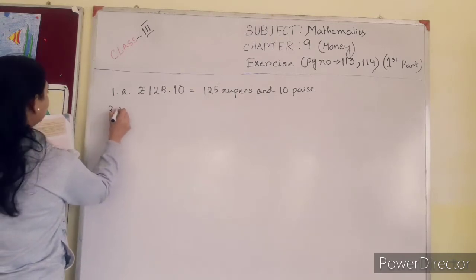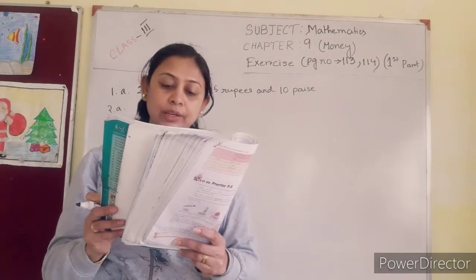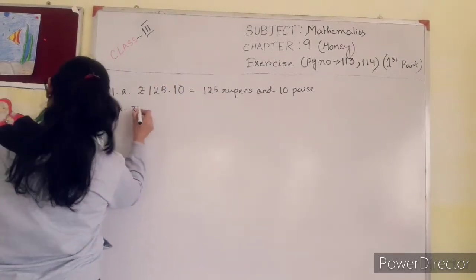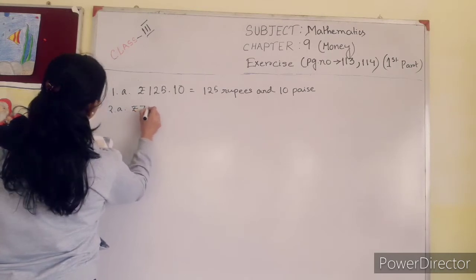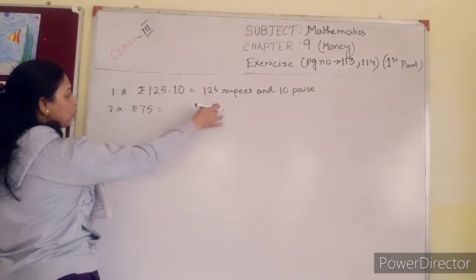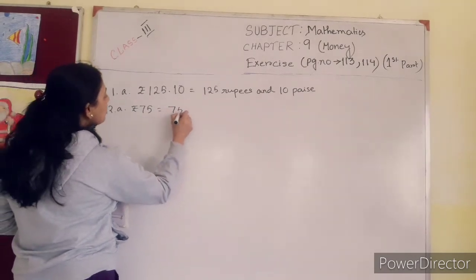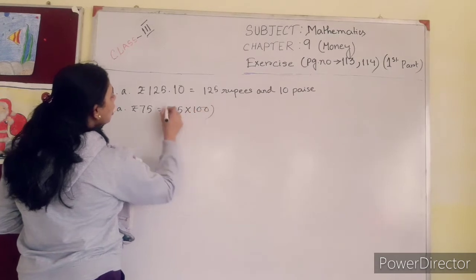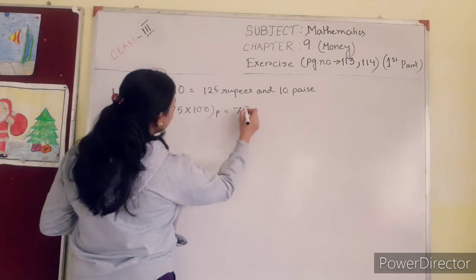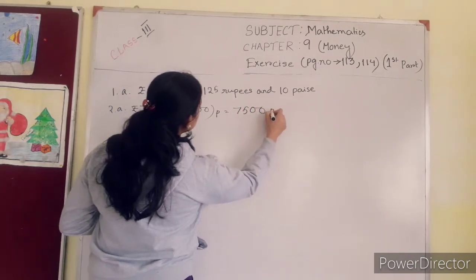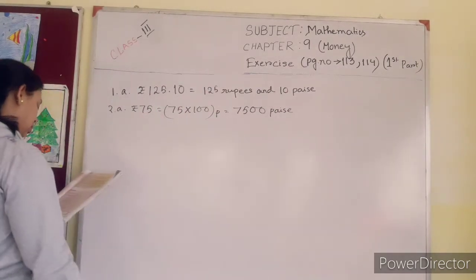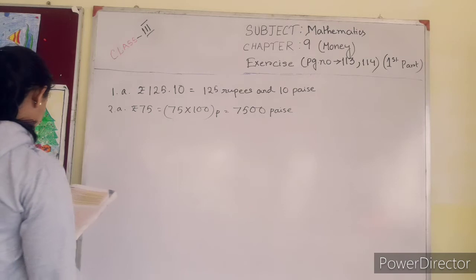Question number 2 A. Convert the following amounts of money into paise. Rupees 75. When you convert rupees to paise, you have to multiply by 100. So 75 into 100 paise equals 7,500 paise. Now the others you will solve yourself in your maths copy.